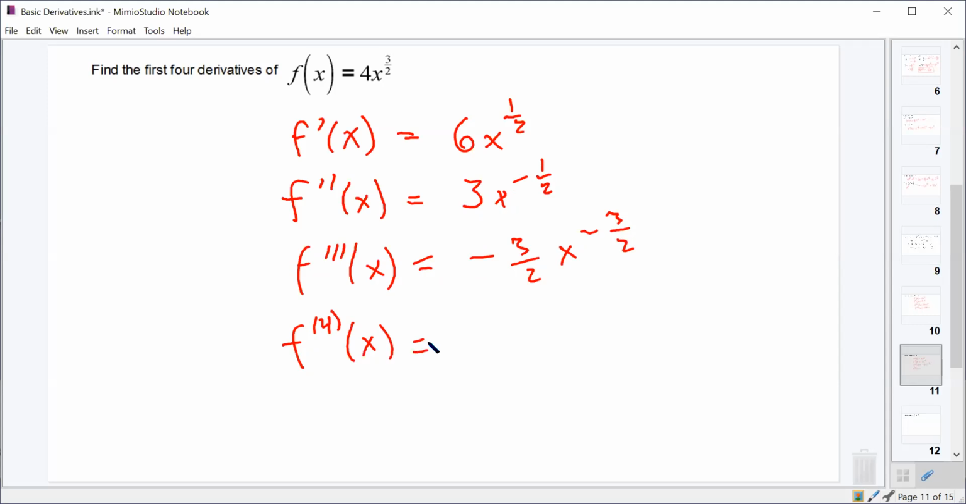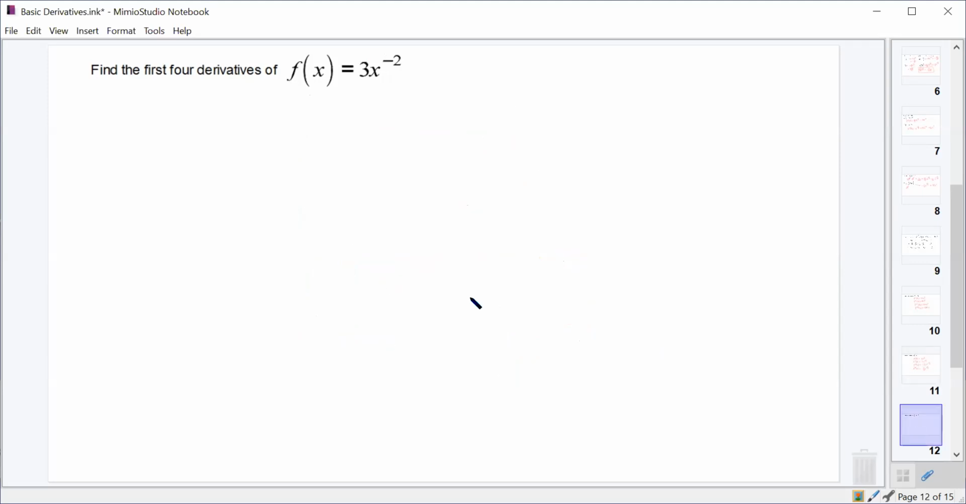9/4 x to the -5/2 power. Or, you know, you could do 9/4 square roots of x to the 5th, if you wanted to write it that way. That would be fine too. But this is good too. Any questions or issues with that? Hopefully this should seem really easy so far.